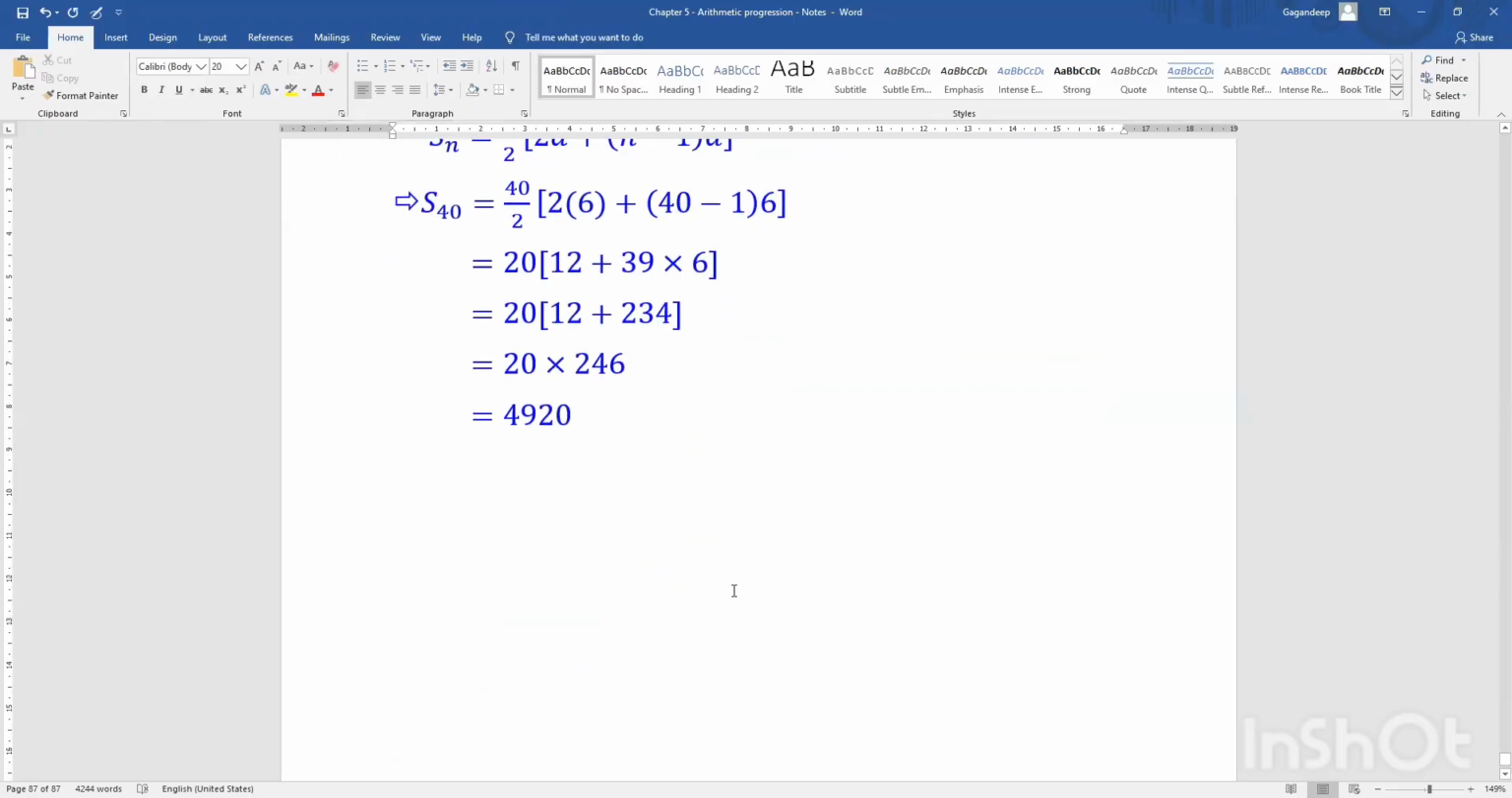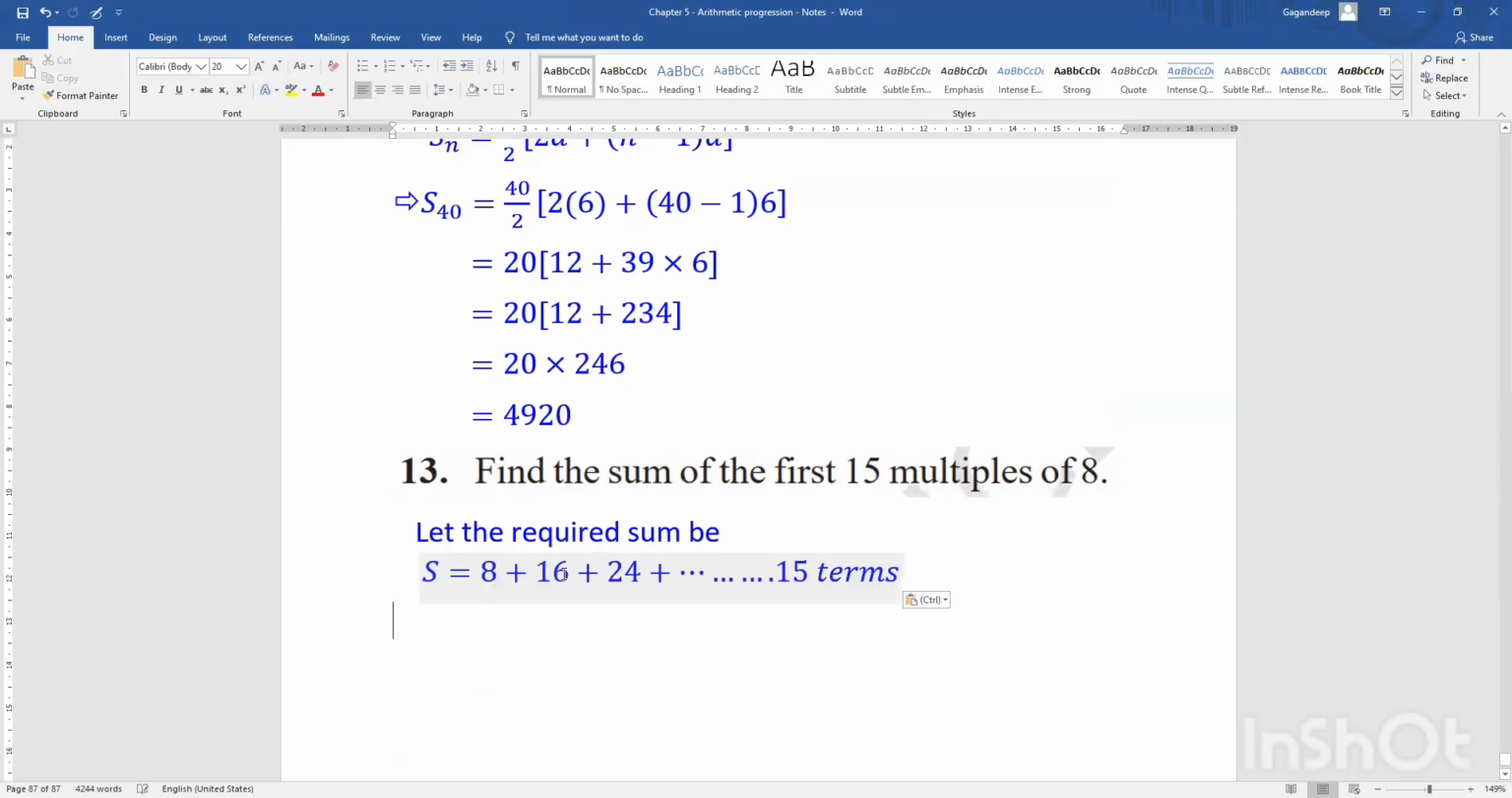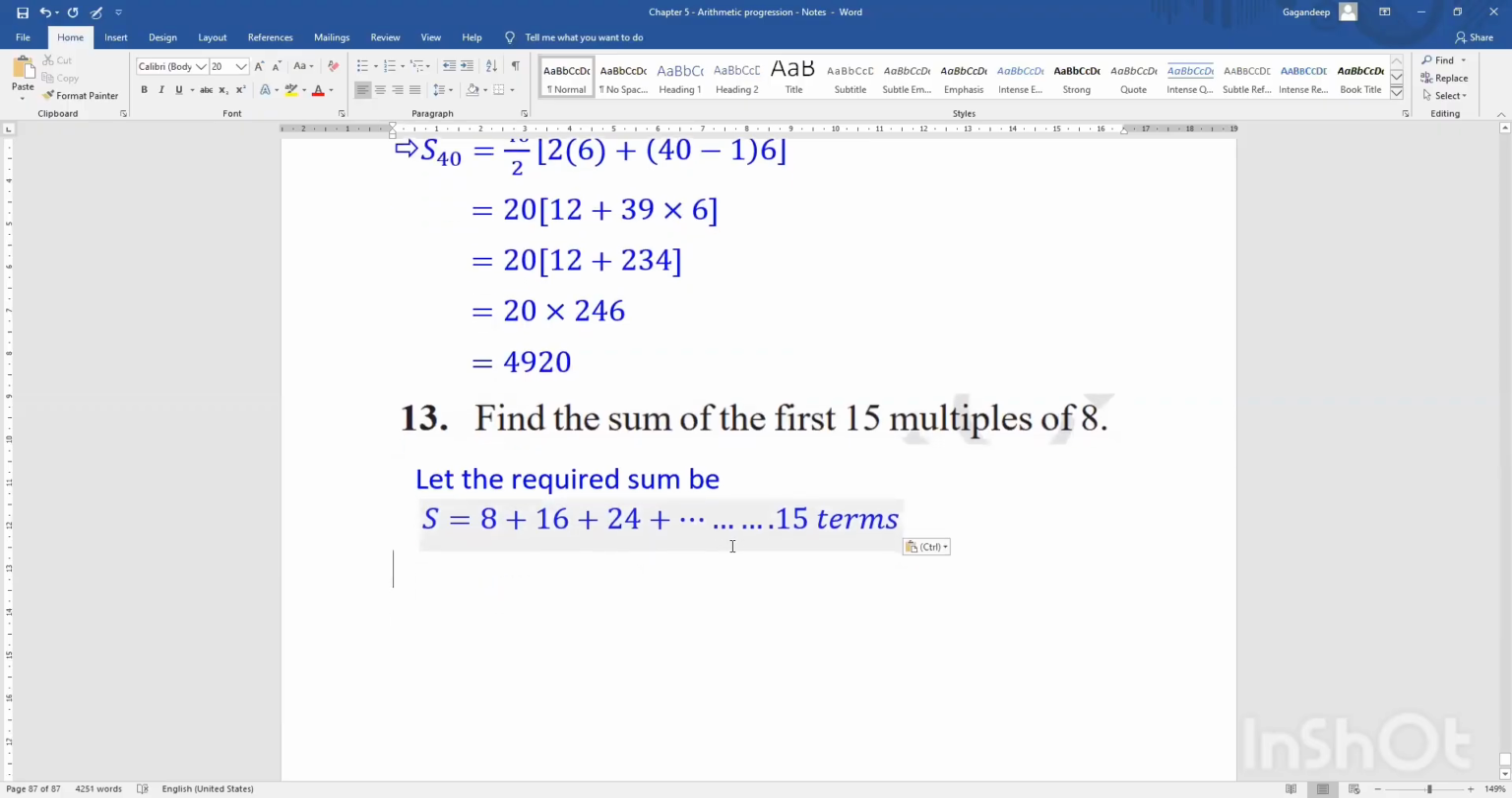Then I'm going to problem number 13. Find the sum of the first 15 multiples of 8. Here also the same kind of problem. Let the required sum be S equal to 8, 16, 24, and so on to 15 terms.